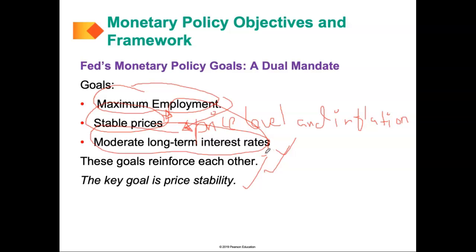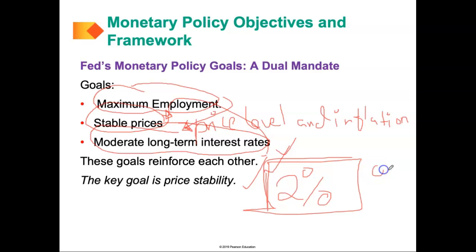Now, the inflation target rate is around 2%. So that is what the Federal Reserve basically hopes to maintain, inflation at 2%. And if it's at 2%, basically the Federal Reserve is happy.